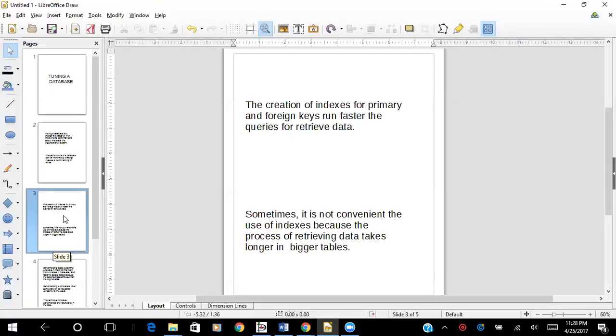One of the most common ways to improve data retrieval is by the creation of indexes for primary and foreign keys. This way there are faster queries for retrieving the data. But sometimes it is not convenient to use many indexes because the process of retrieving data takes longer in the biggest tables. They have huge tables, so they try to look into all this data. So sometimes it's not convenient.